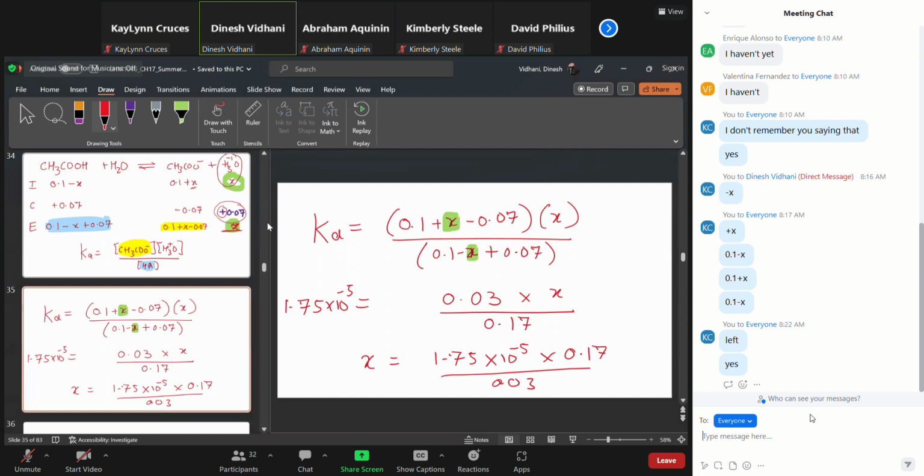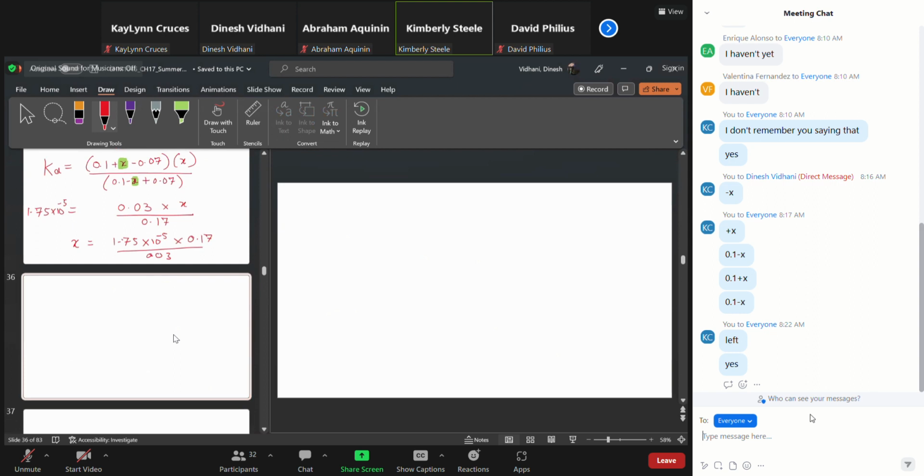Any answer so far on this? I got 9.92 times 10 to the negative fifth. That looks correct to me. Sorry, it's 10 to the power negative 5. That's fine. Negative 5.